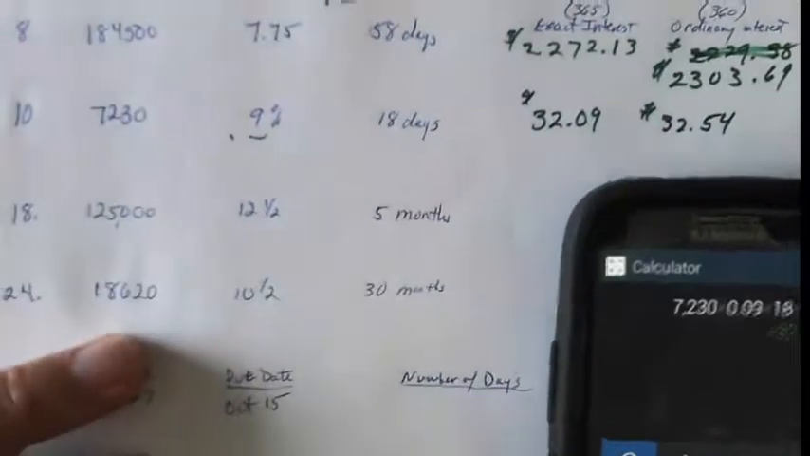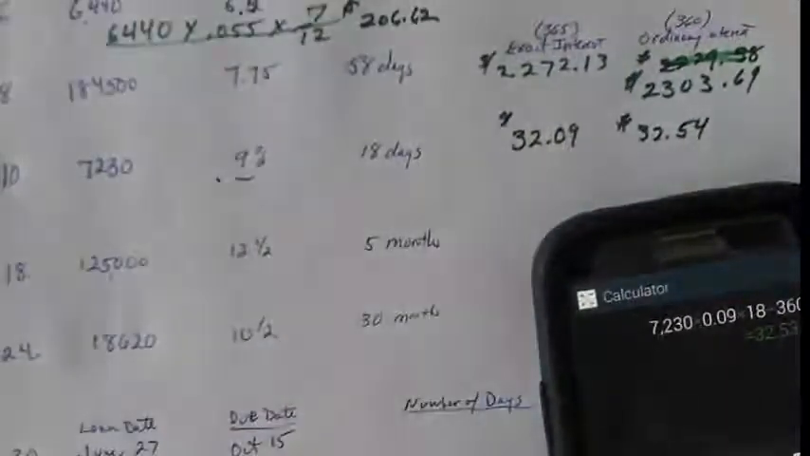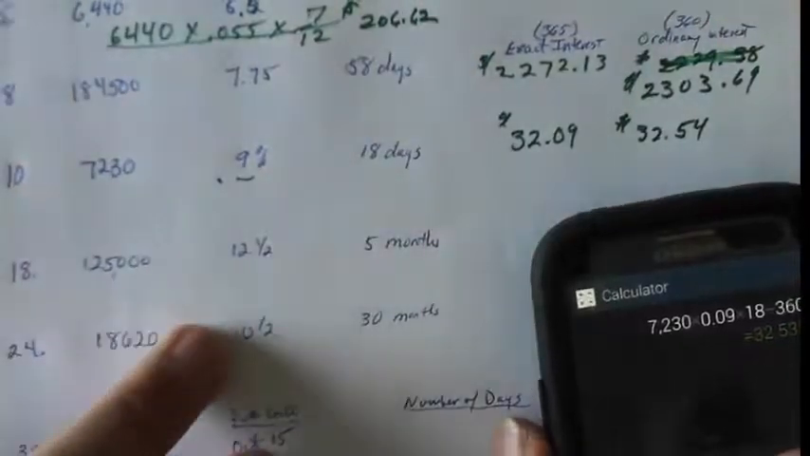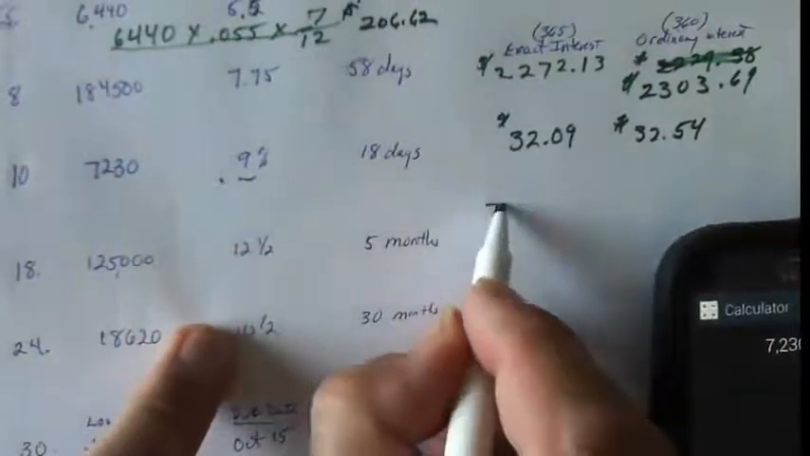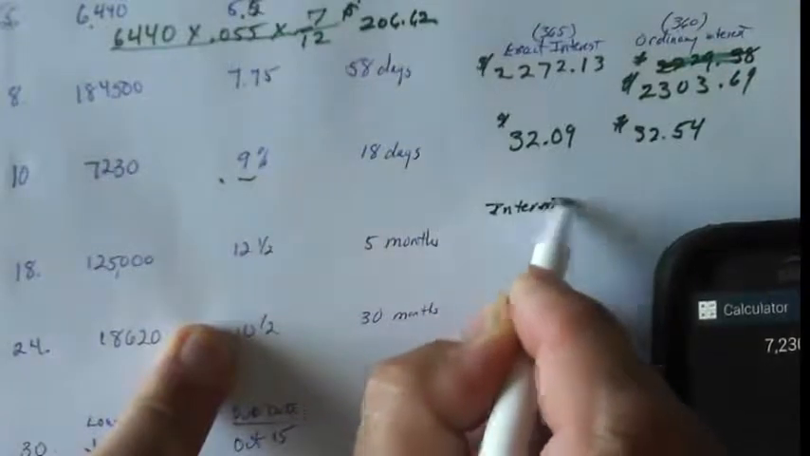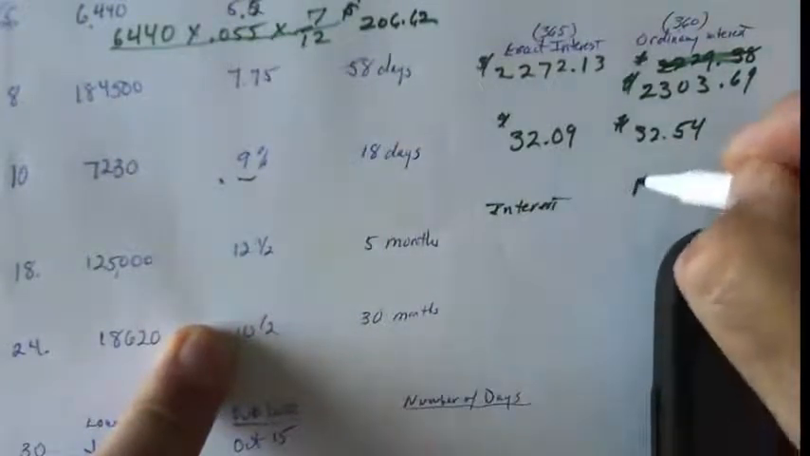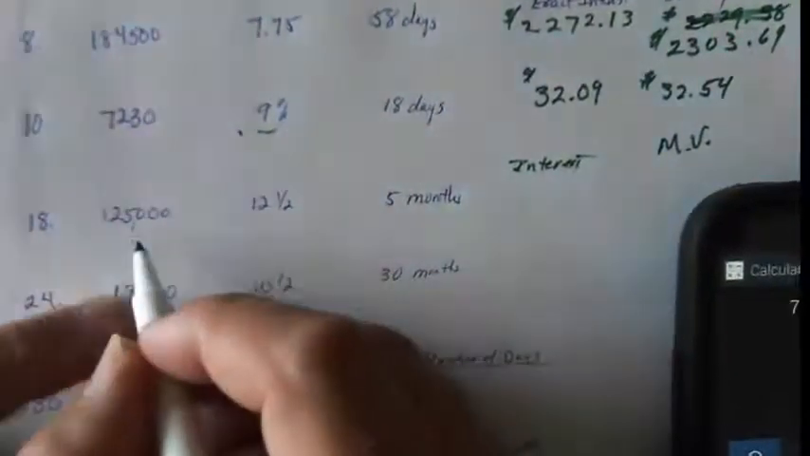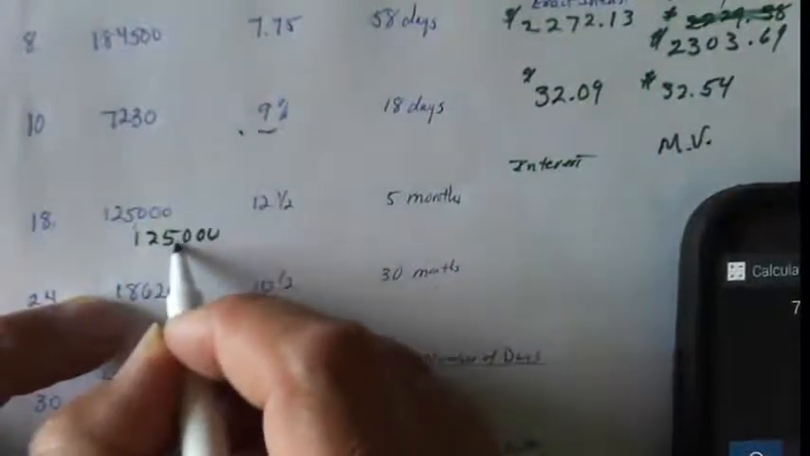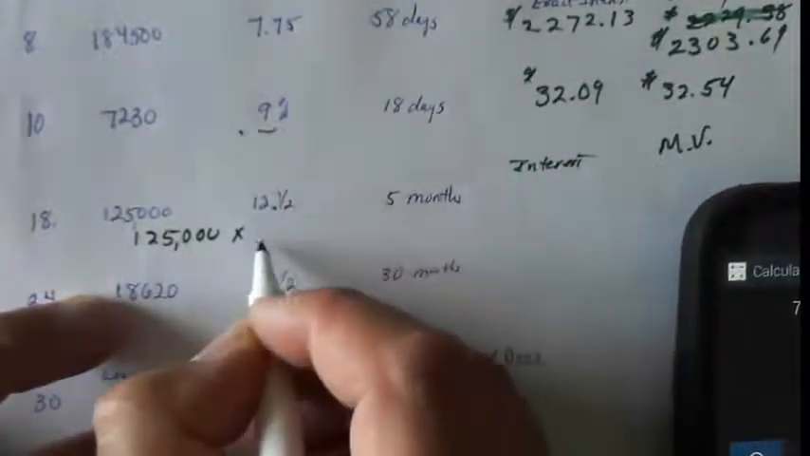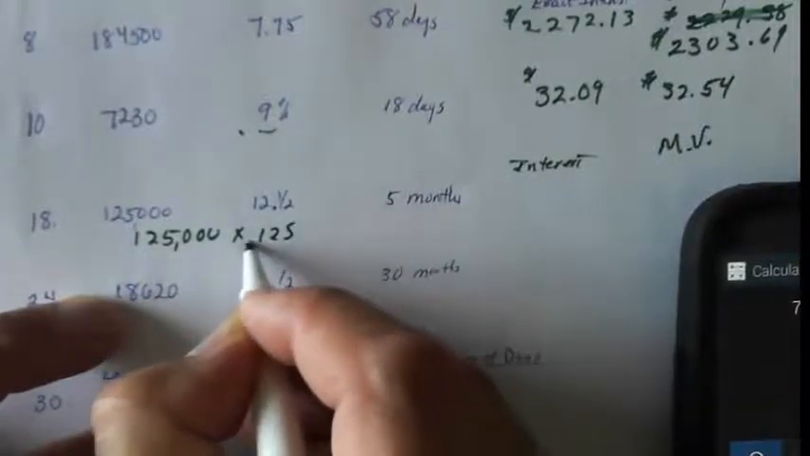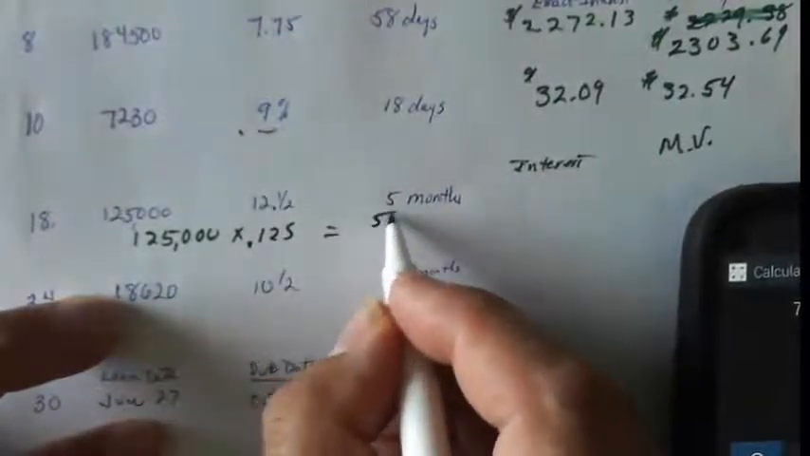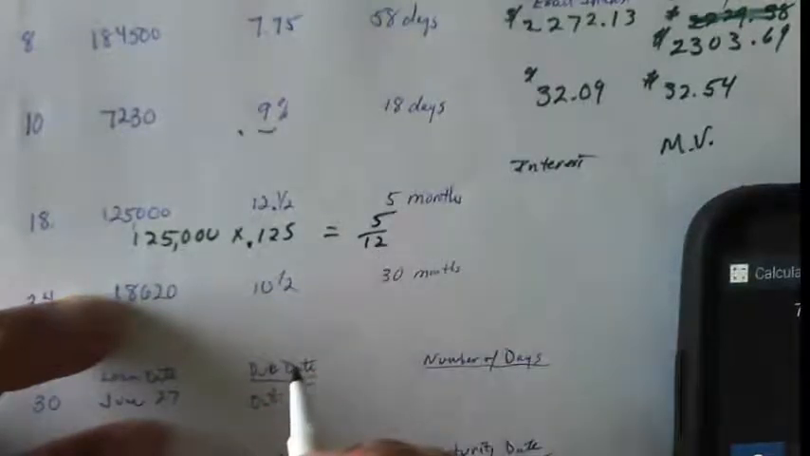Now they're asking you to find, in number 18, the maturity value and interest. Number 18 is also asking for the number of interest. So they want you to find the interest and then the maturity value of this loan. So again, we're going to get it ready. So we'd have 12500 times, half's going to go to 0.5, so it's going to move it over to 125, that's a decimal, and then we're going to go 5/12 of a year.